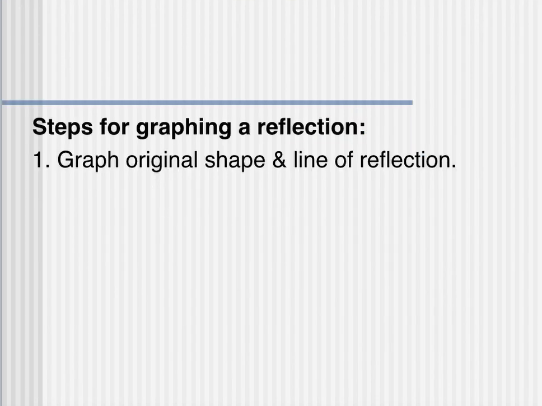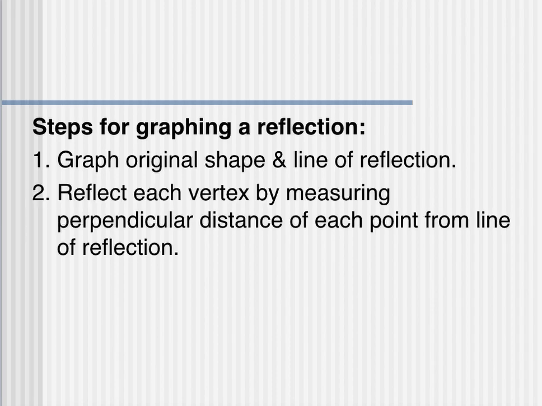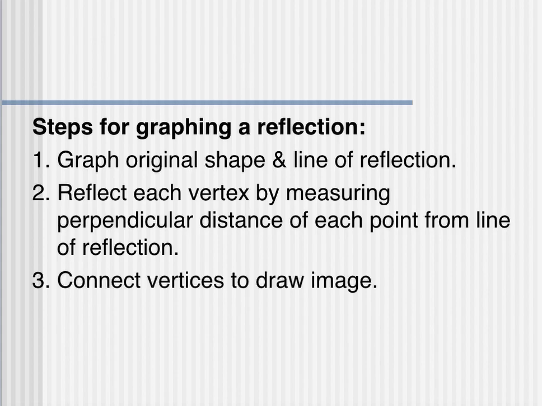So here's your steps for graphing a reflection. First, graph the original shape and the line of reflection. Second, reflect each vertex, each corner of your shape, by measuring the perpendicular shortest distance of each point from the line of reflection. Third, connect the new vertices to draw your image. So we'll go through question 1 together using these steps.